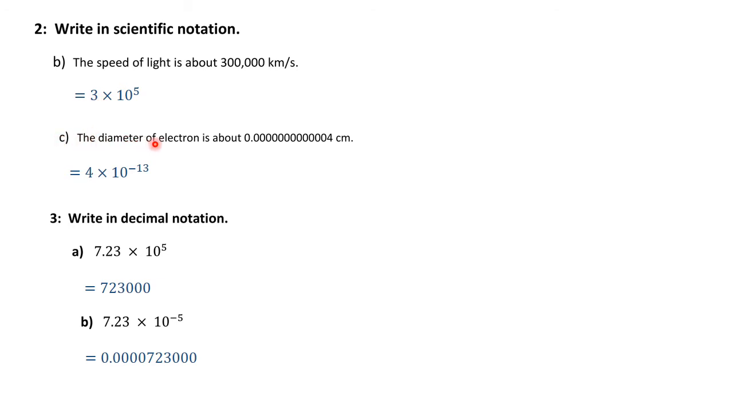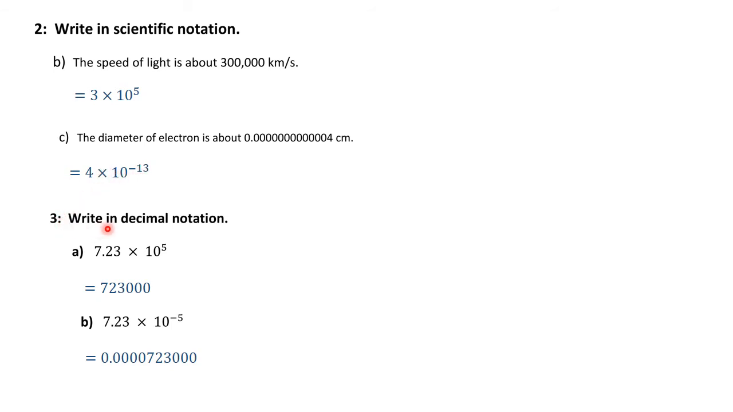See, the diameter of an electron is this. So we move the decimal point to the right. How many places? 13 places. When we move the decimal point right, the power is negative. After 4, so 4 times 10 raised to the power minus 13.